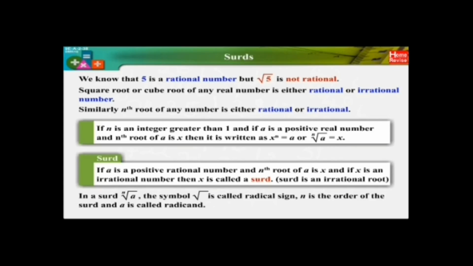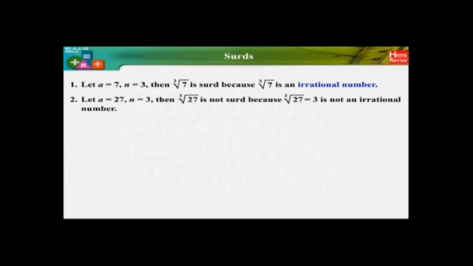In a surd, nth root of a, the symbol root is called the radical sign, n is the order of the surd, and a is called the radicand. Example 1: Let a equal 7, n equal 3. Then third root of 7 is a surd because third root of 7 is an irrational number.